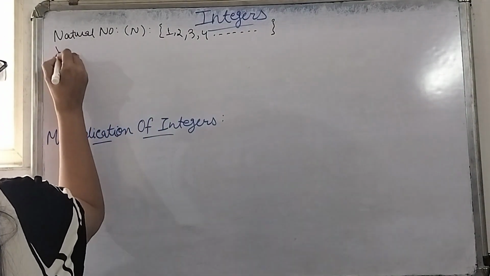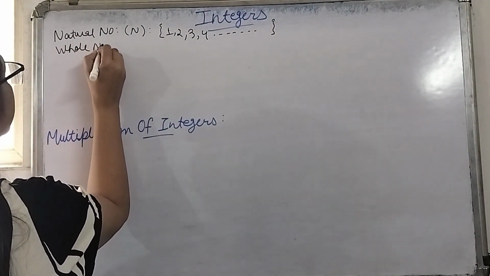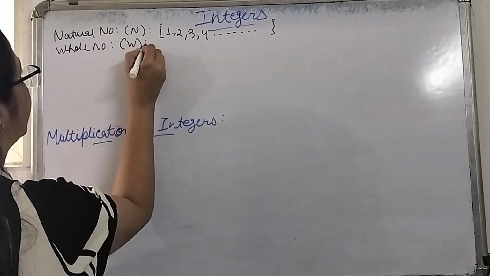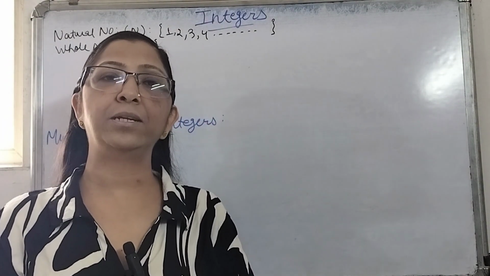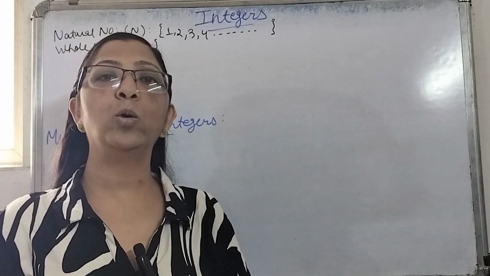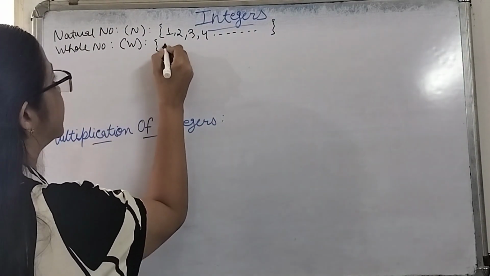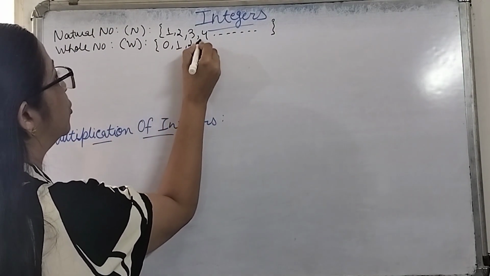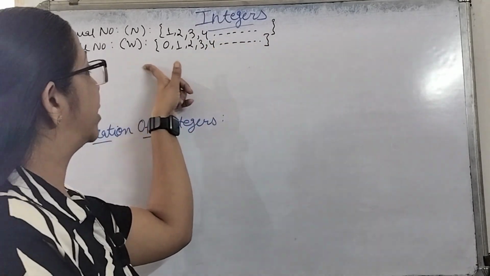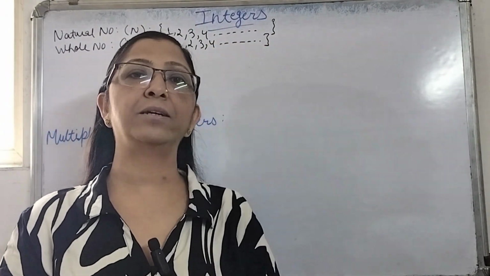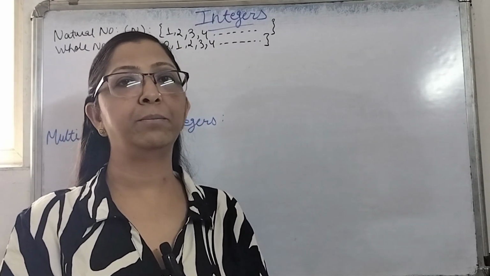Then comes your whole numbers. Whole numbers are denoted by capital W. And if we take 0 along with all the natural numbers, we get the set of whole numbers. That means whole numbers are 0, 1, 2, 3, 4 and up to the number whatsoever comes in our mind. If we take all these numbers together, we get the set of whole numbers.